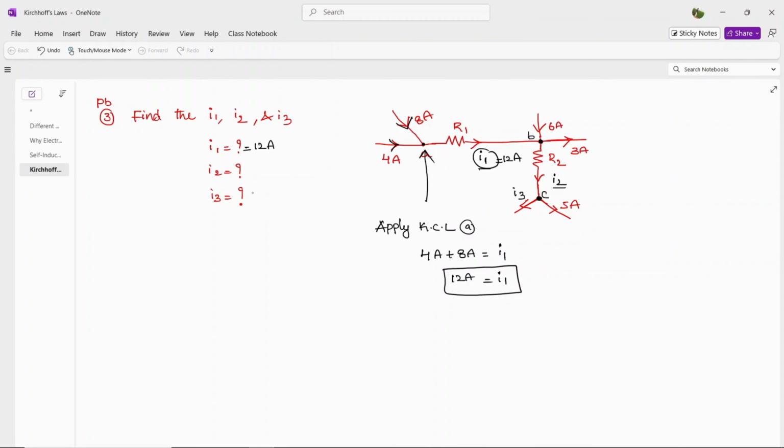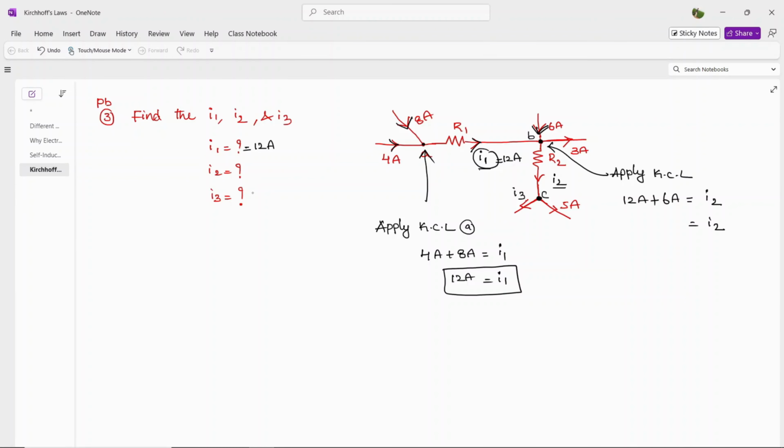Now how to find the current I2? Here you apply Kirchhoff's current law. What are the entering currents? This branch is an entering current, this branch is an entering current. How many currents are there? Two currents. So 12 amperes is entering, and here you can see 6 amperes is also entering. The leaving current is I2. Therefore I2 is equal to 12 plus 6, which gives 18 amperes.